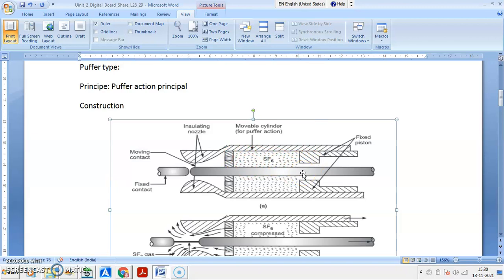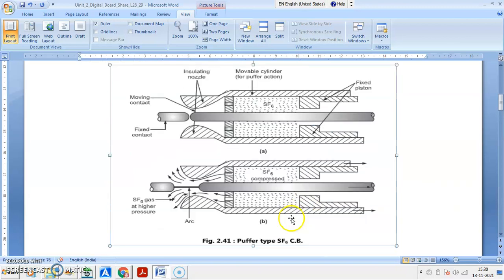So have you understood this particular construction? Then working. Working is expressed over here. Now when it is a faulty condition, 1 minute.